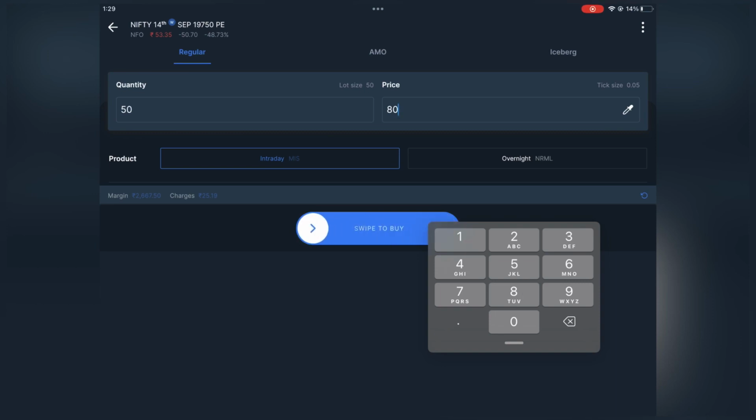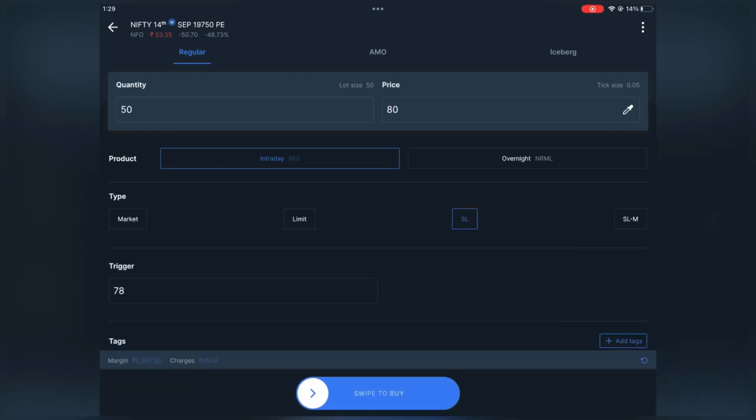So remember, whatever the entry price is, that becomes our trigger price, and 2 points above becomes the limit price, and we will place the trade accordingly.